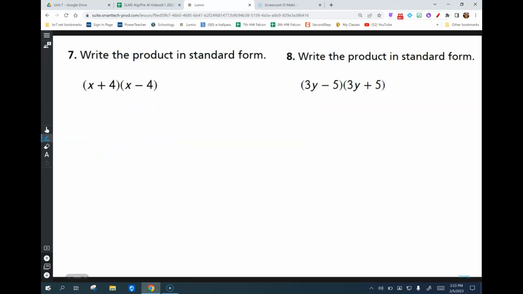Now we're going to do the other one. This shortcut I think is valuable. Notice that the terms are exactly the same, x and x, 4 and 4. My signs have to be opposite. When I do this, I square the first term minus the square of the last term. That shortcut I think is worth it.